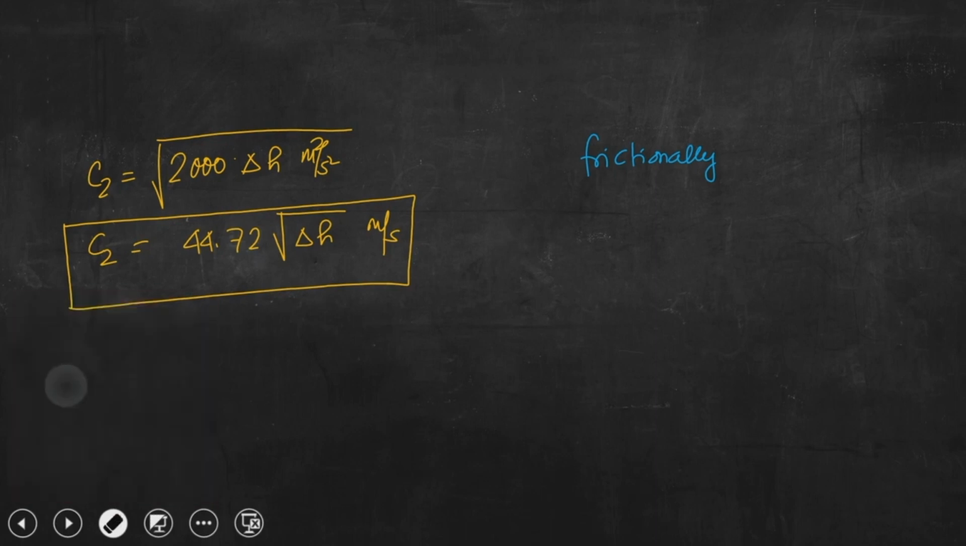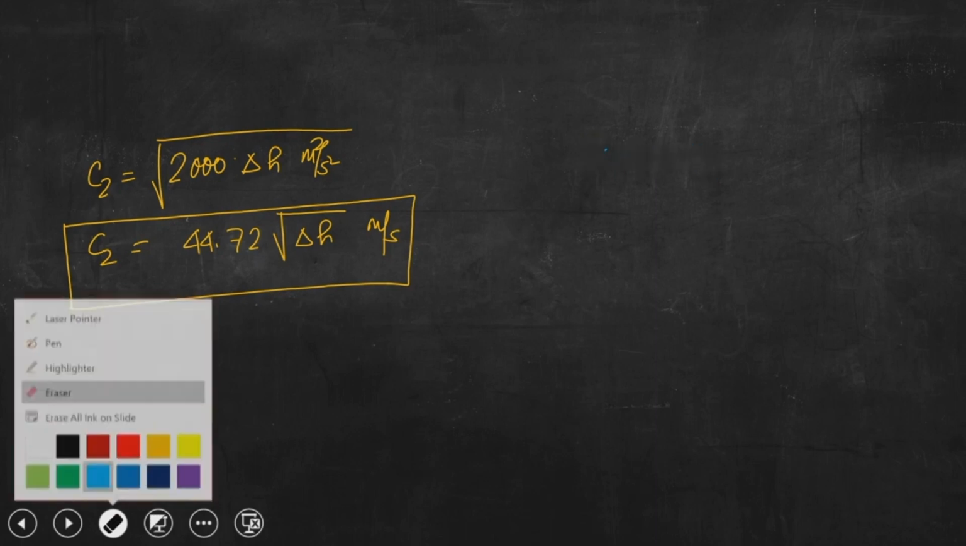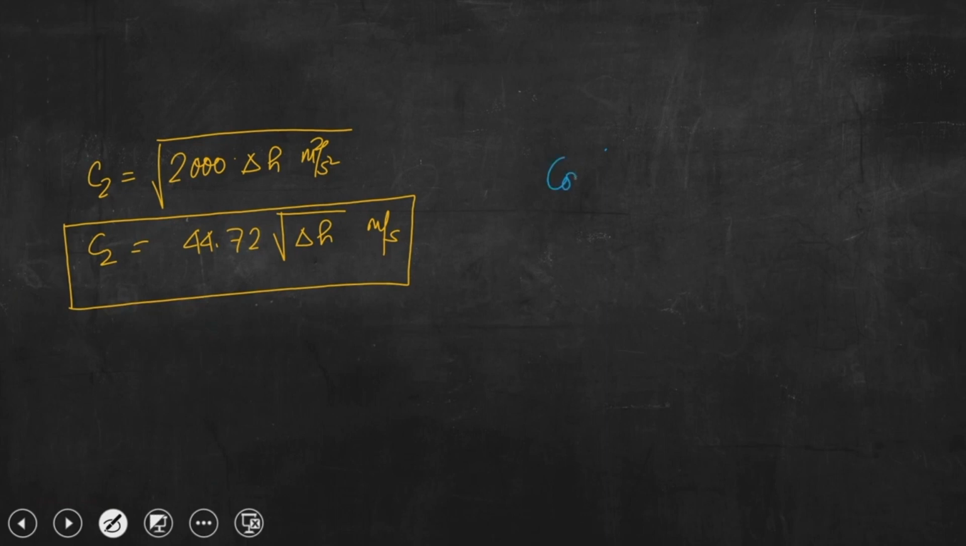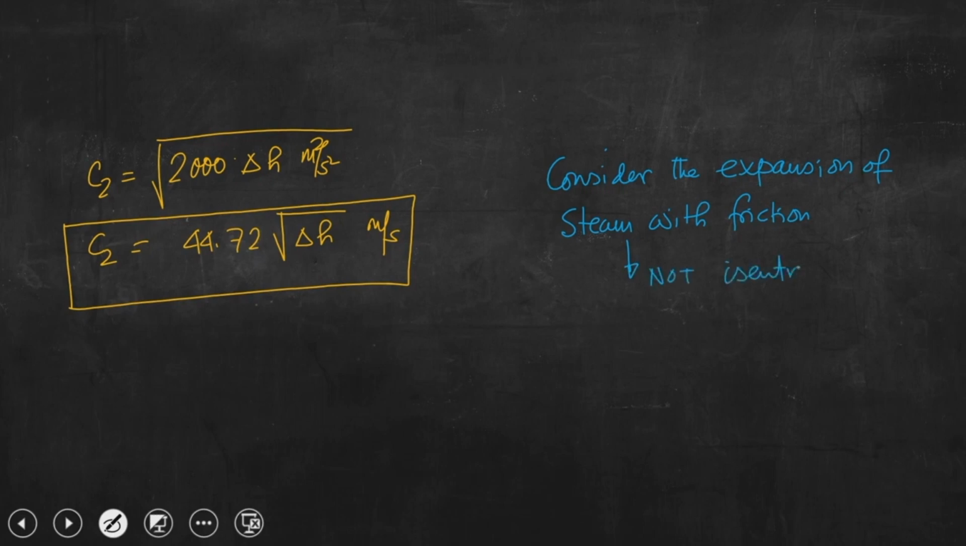So, let me write here again. Consider the expansion of steam with friction. That means not isentropic, right. If it is not isentropic, let us look at the HS plane, HS diagram.